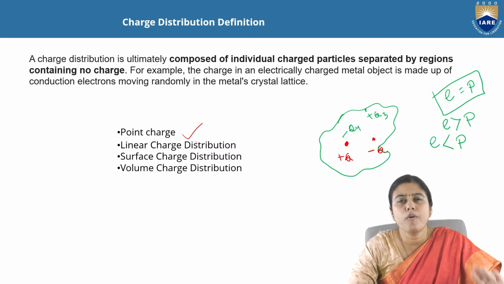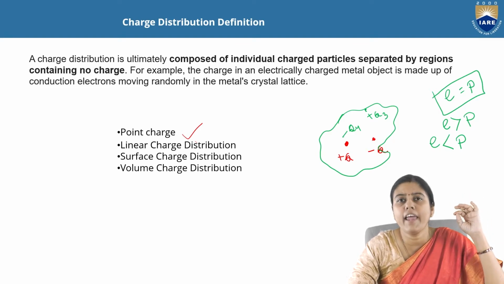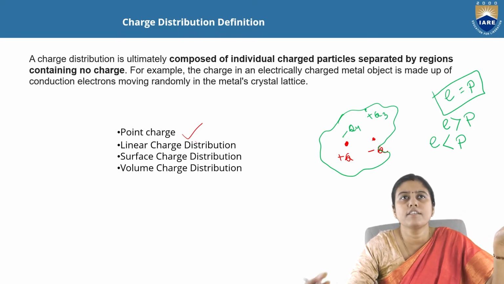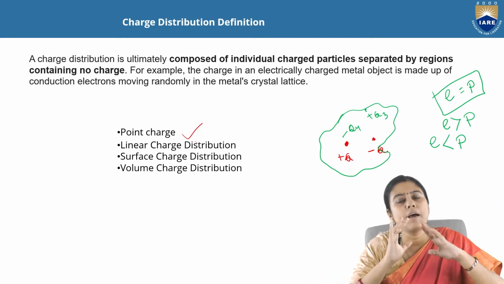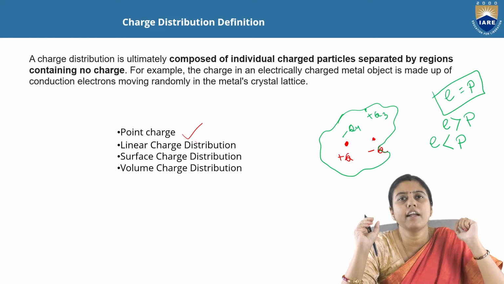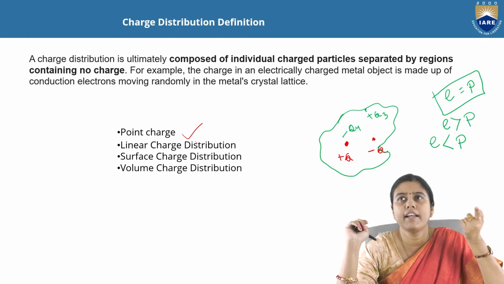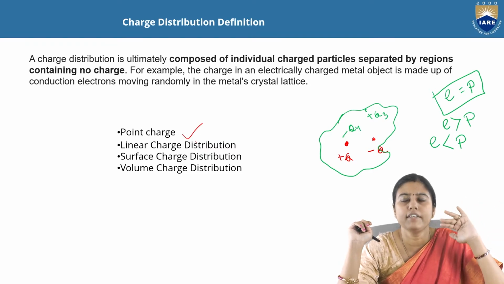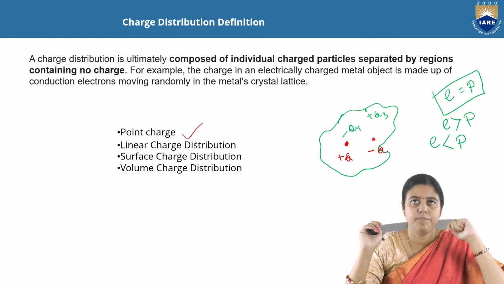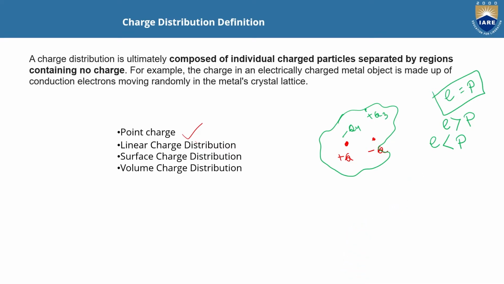So the proton number is constant in anything. Sometimes we think that the electron is less and the proton is more. No, the proton number is fixed. It is in the nucleus and we can't change the number of protons. If electrons are more, we can tell it is negatively charged. If electrons are less than protons, we can tell it is positively charged. So this is called the point charge distribution.